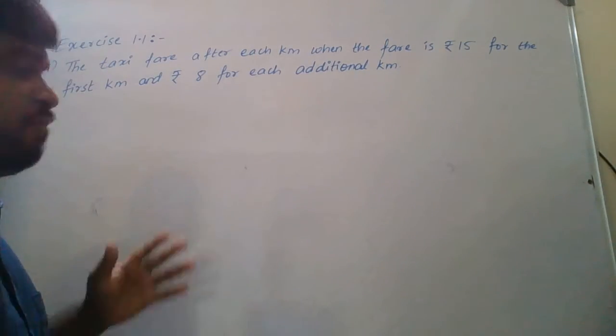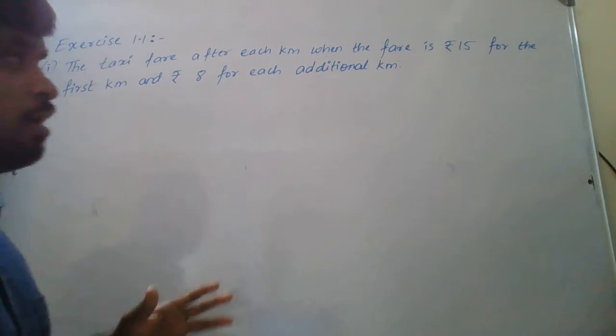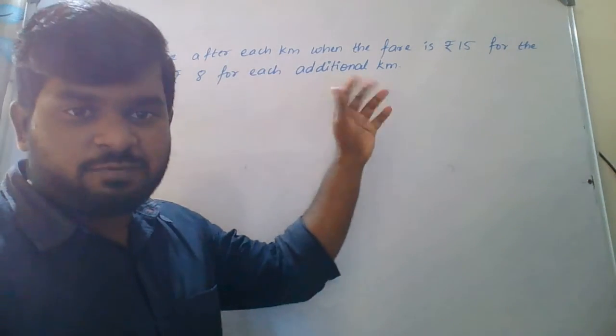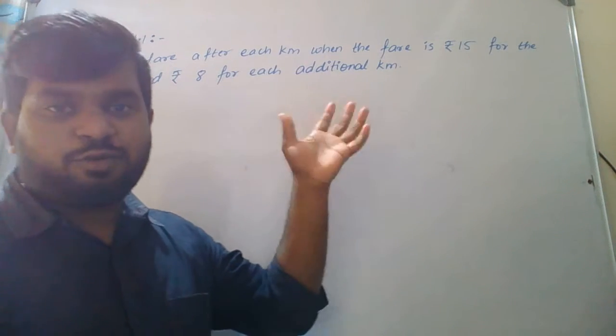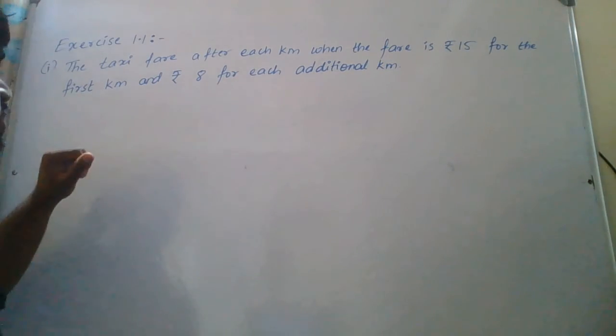Okay, the first exercise and the first problem, the taxi fare after each kilometer. Basically we have to find whether the given situation is an AP or not. They've given a situation for us, we have to find whether it is an AP or not. That's what we are trying to do. So this is the situation.